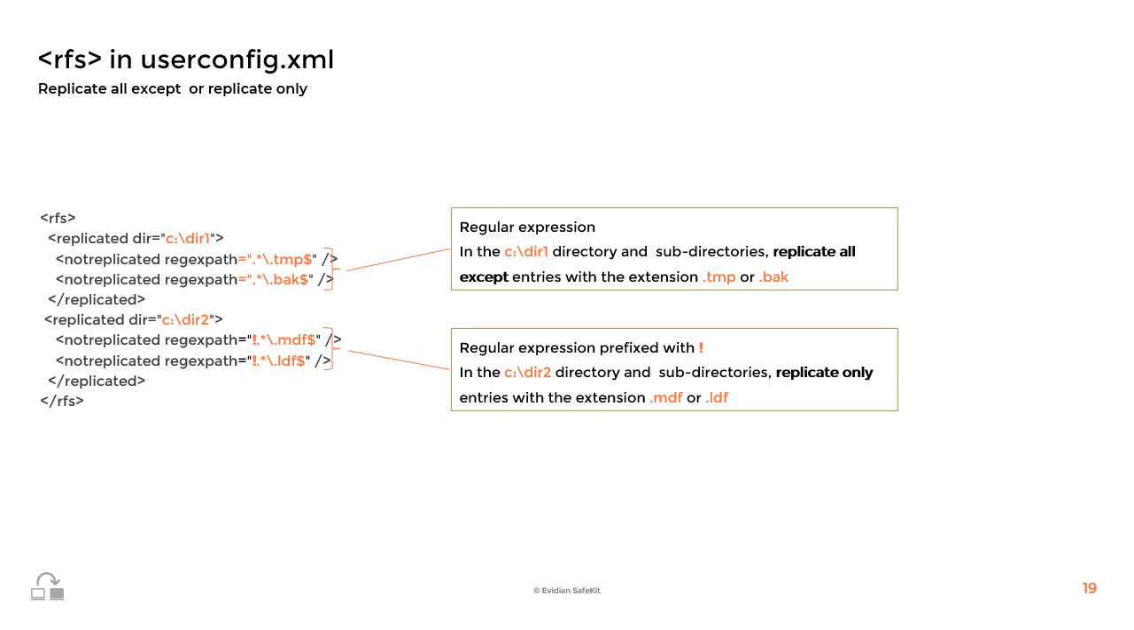You can use regular expressions in the not replicated tag, allowing you to specify that you want to replicate all entries in a replicated directory except certain ones, or that you want to replicate only specific entries in a replicated directory. In the first example, you can specify that in the dir1 replicated directory and its subdirectories, you do not want to replicate entries with the extension .tmp or .boc. In the second example, you can specify that in the dir2 replicated directory and its subdirectories, you want to replicate only the entries with a .mdf or .ldf extension.